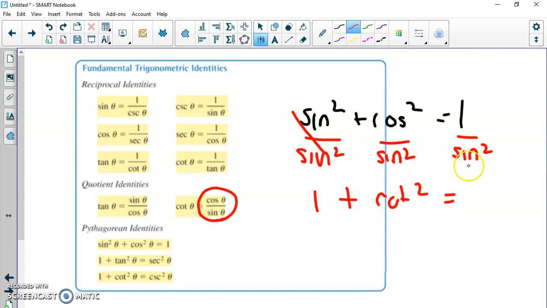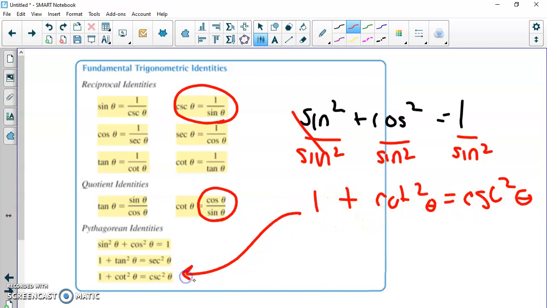And 1 over sine. The reciprocal identity of 1 over sine is cosecant. So cosecant squared of theta. Put thetas in all of these. That is the third one. So you can always divide the whole equation by sine squared. All right? Hit pause if you need to look at that again. I know I went quickly, just for the sake of your time.